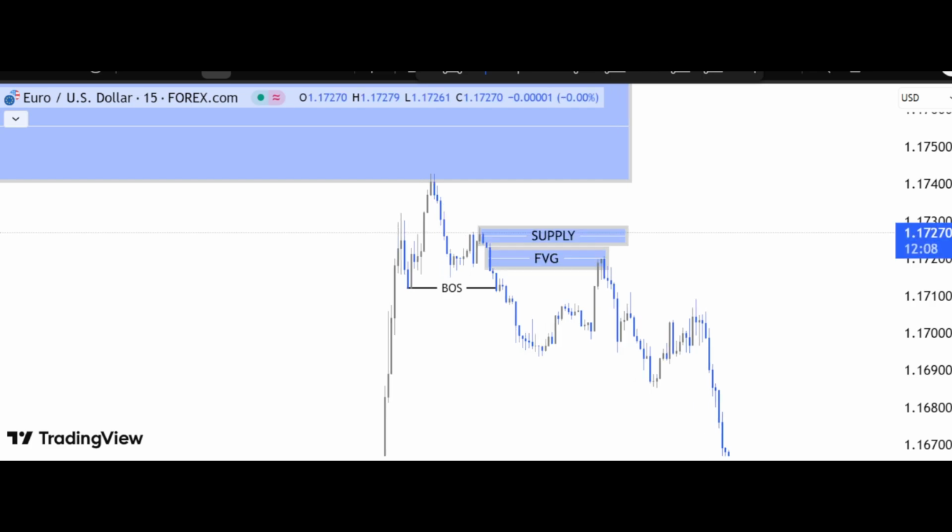You can place a limit order at the fair value gap. Stop loss above the supply. If price comes back and taps it, you enter. If it doesn't, no problem. You still catch the move by following the higher time frame trend on the lower time frame. On this trade, let's target 1 to 5.